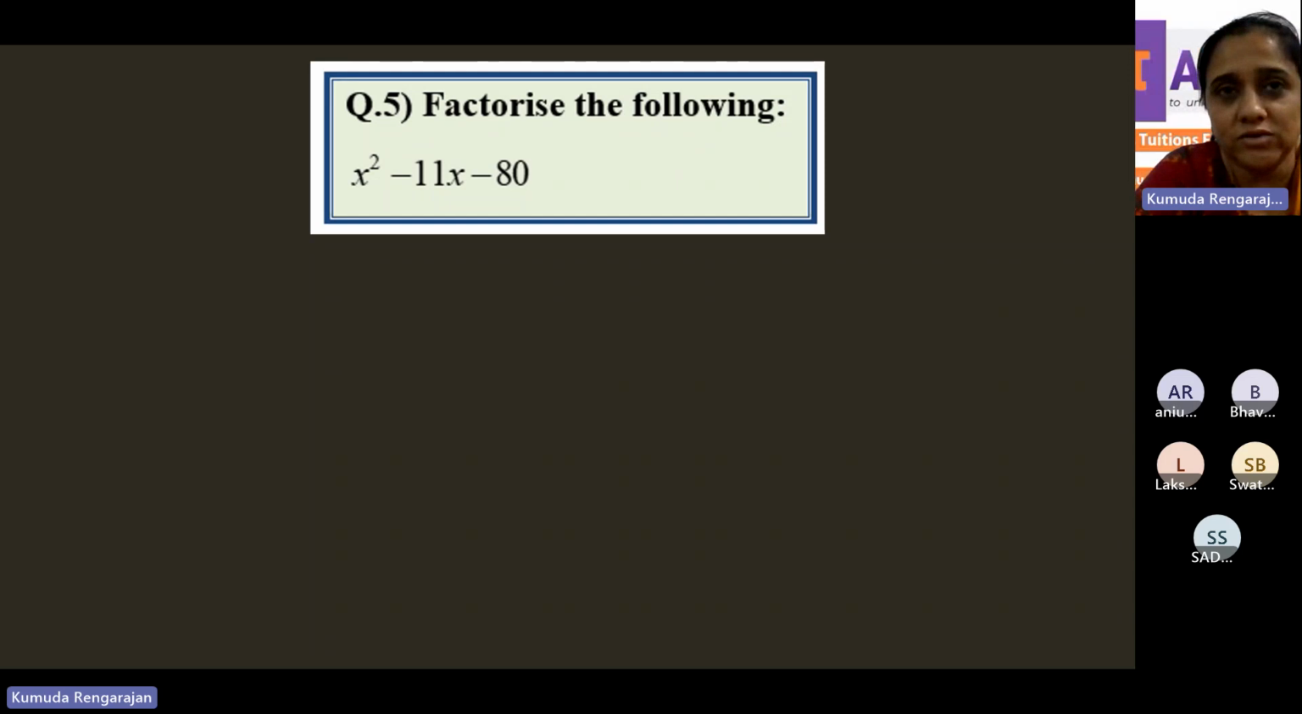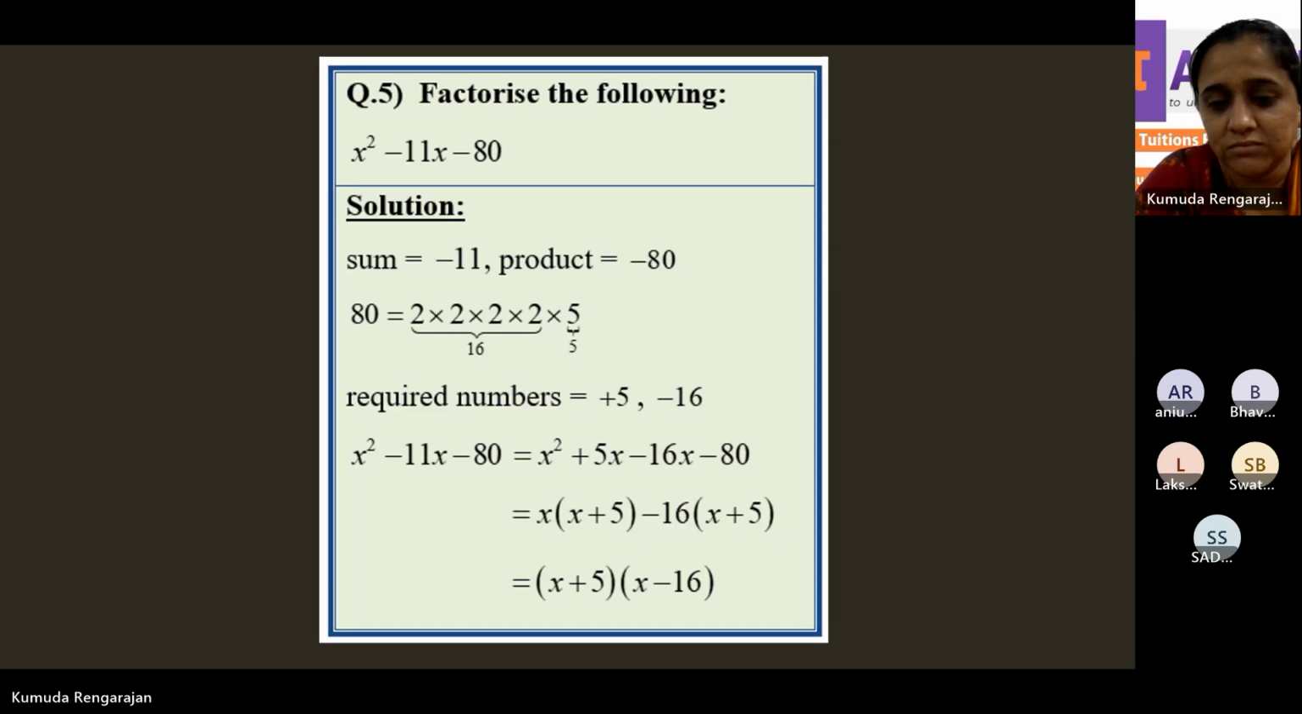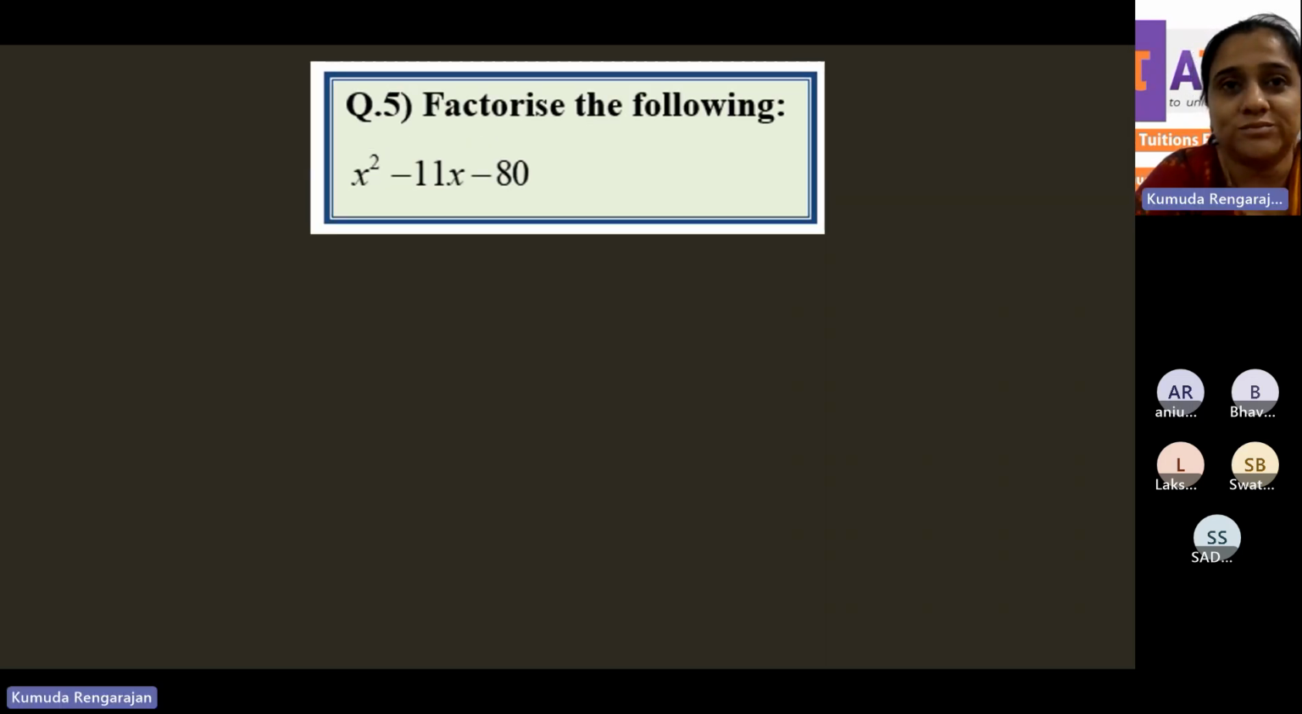X minus 5 into x minus 16. Sign issue. Just check your signs. What are the factors? The two numbers are minus 16 and plus 5. What are the factors?